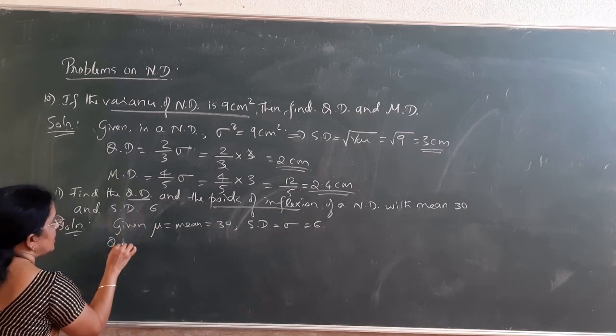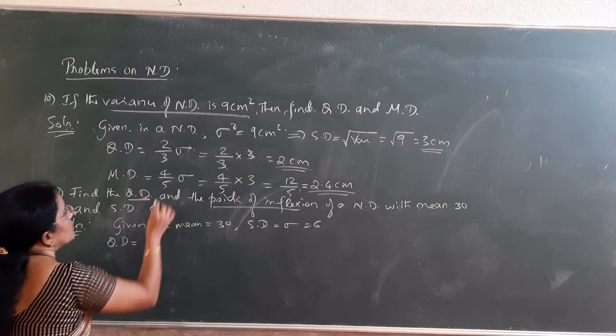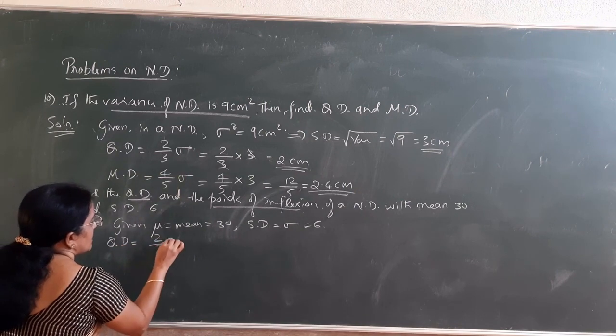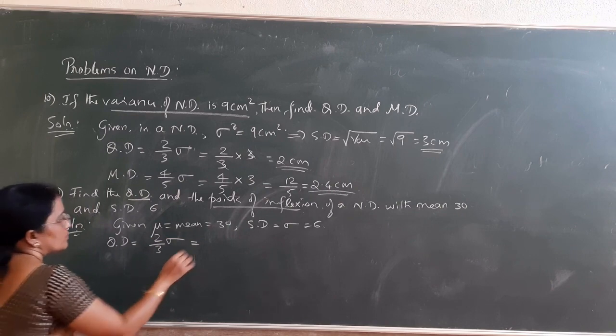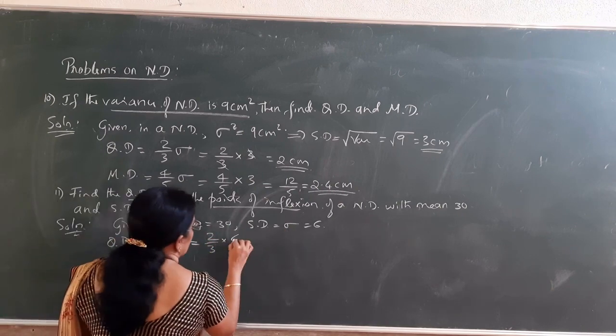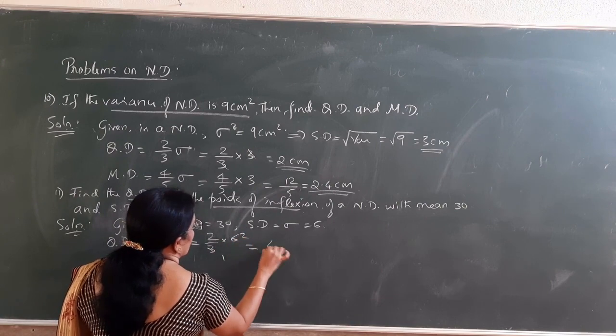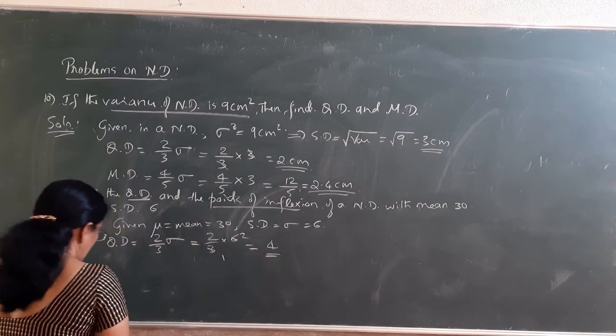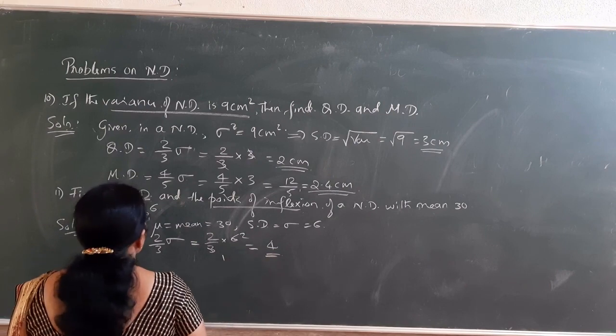First, find quartile deviation is equal to formula 2 by 3 sigma, which is equal to 2 by 3 into sigma. Sigma is 6. So 3 twos are 6, 2 fours are 4. So 4 is the answer. So here quartile deviation is 4.